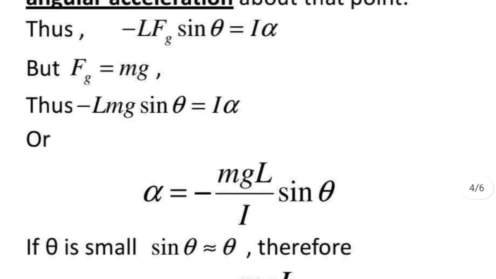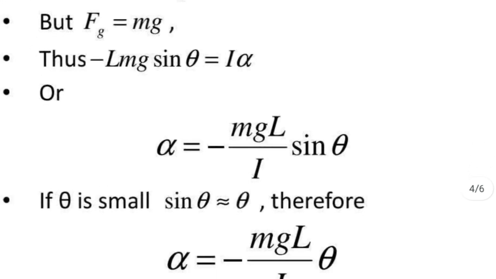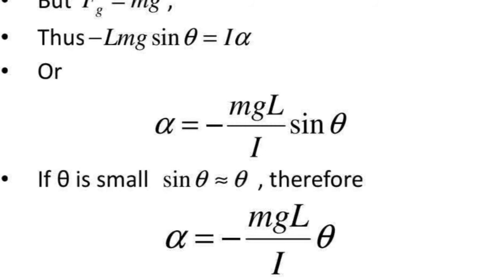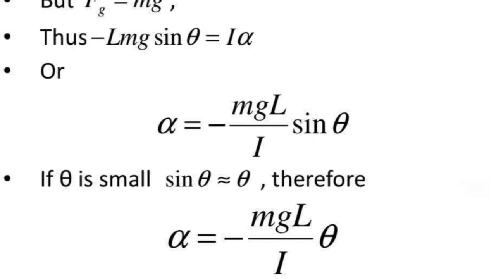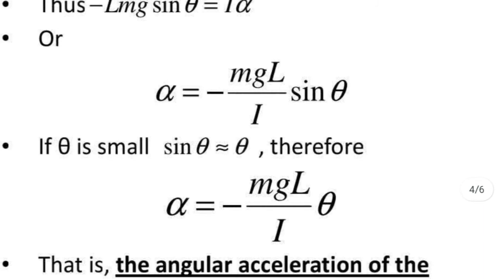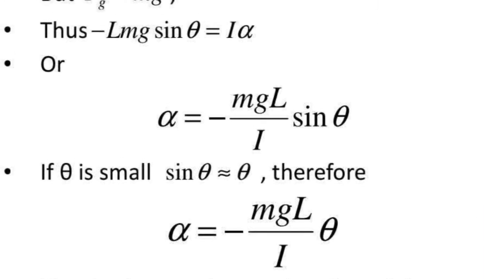Now, suppose theta is small. So sine theta will be approximately theta. So our equation becomes alpha equal to minus mgL by I into theta. So we have an expression where alpha is angular acceleration, theta is the angular displacement, and m, g, L and I: I is the moment of inertia, L is the length of the string, m is the mass of the bob. So mgL by I is a constant. So this equation shows that alpha, the angular acceleration, is directly proportional to the angular displacement theta.